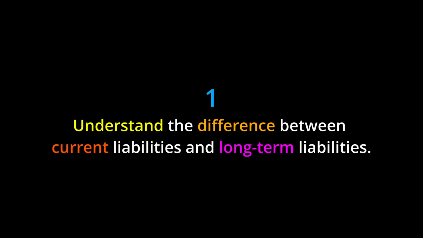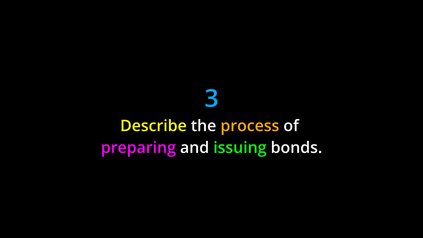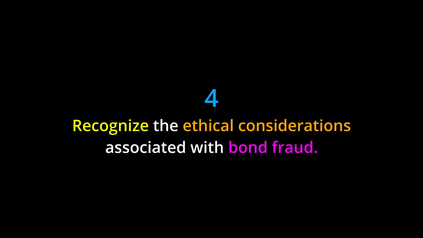Learning objectives. By studying this chapter, you will be able to: 1. Understand the difference between current liabilities and long-term liabilities. 2. Explain the purpose and characteristics of bonds. 3. Describe the process of preparing and issuing bonds. 4. Recognize the ethical considerations associated with bond fraud.